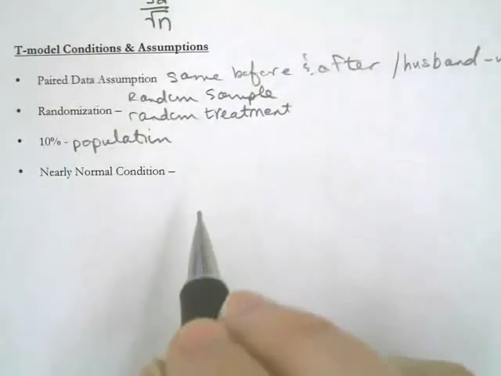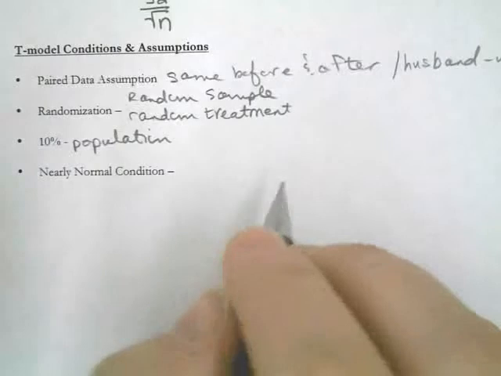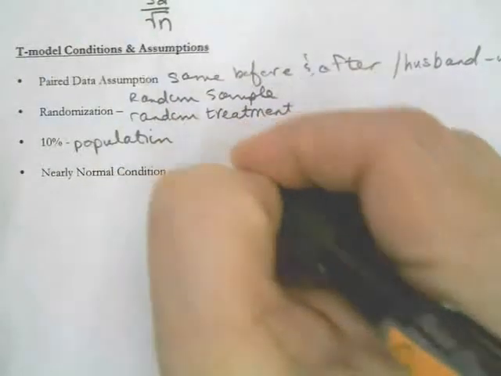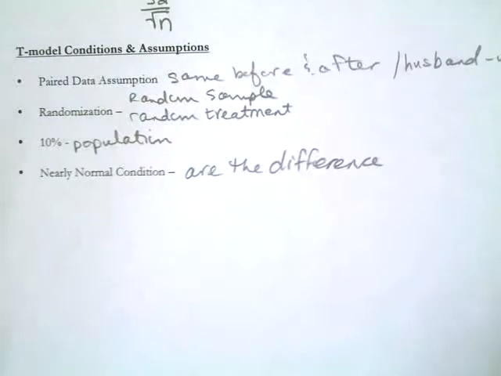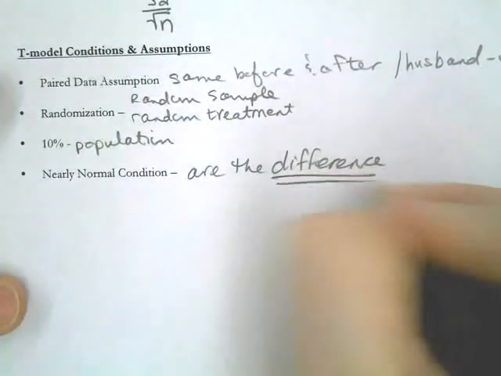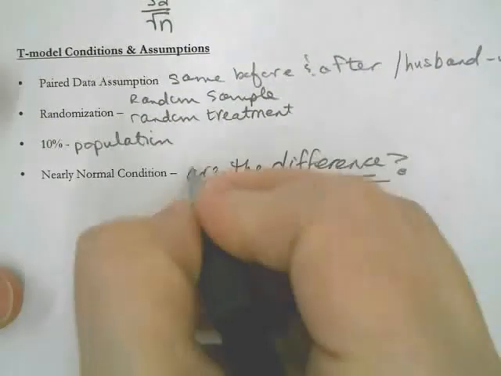Okay, so when you look at the nearly normal condition, you need to make sure that you look at the differences. Are the differences nearly normal? You don't really care about the L1 and the L2. You're looking at the difference. So maybe is the difference nearly normal.